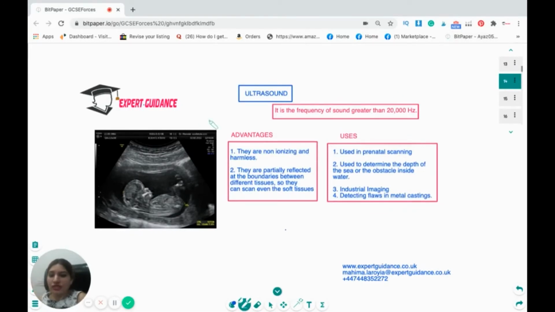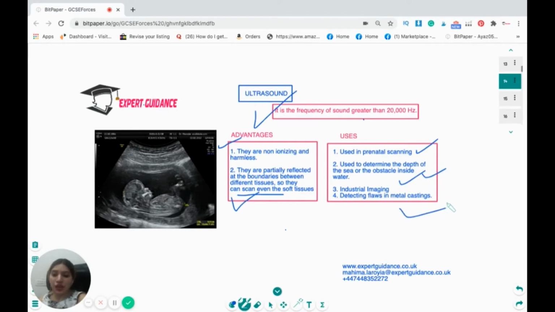Okay, now ultrasound is very important. Ultrasound is the frequency of the sound greater than 20,000 hertz, and ultrasound's advantages are they are non-ionizing and harmless. They're partially reflected at the boundary between different tissues, so they can even scan the soft tissues. So ultrasound is used in prenatal screening. It is used to determine the depth of the sea or the obstacle inside the water. They're used to do industrial imaging, and they're also used to detect flaws in medical castings.